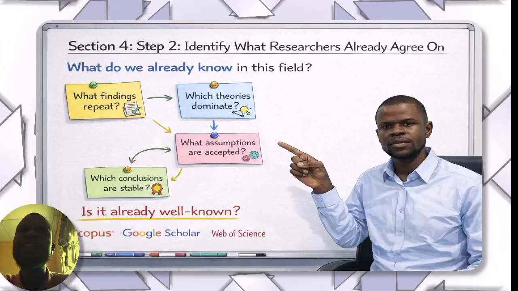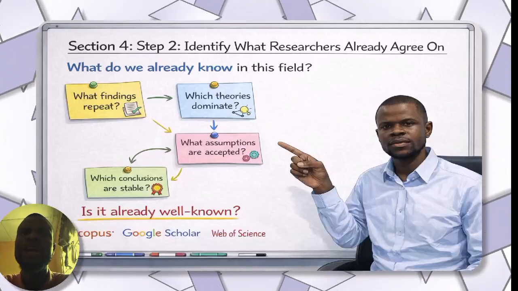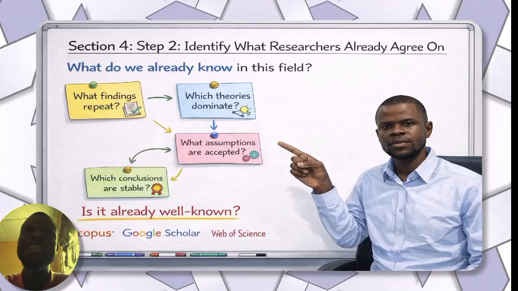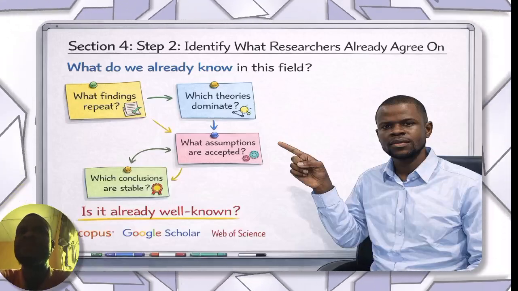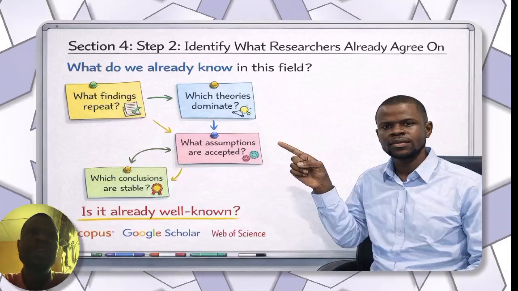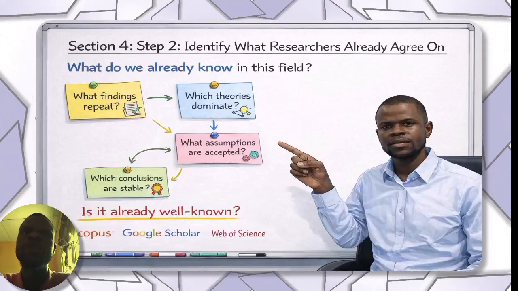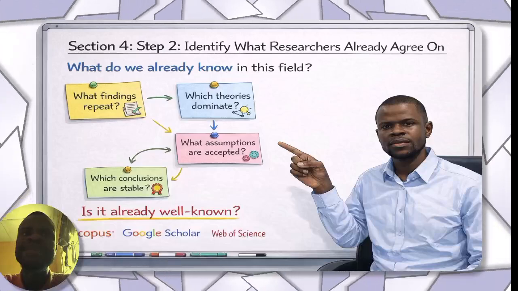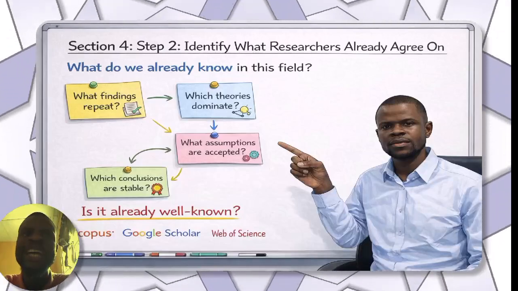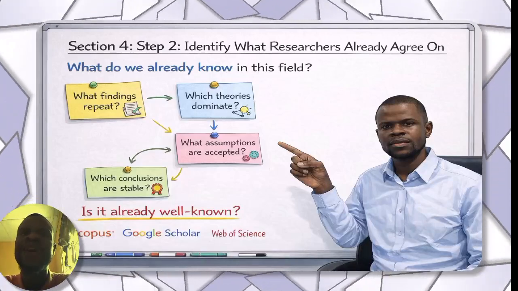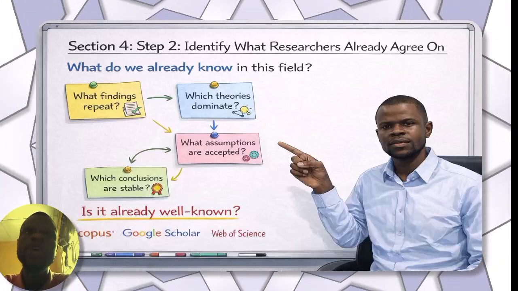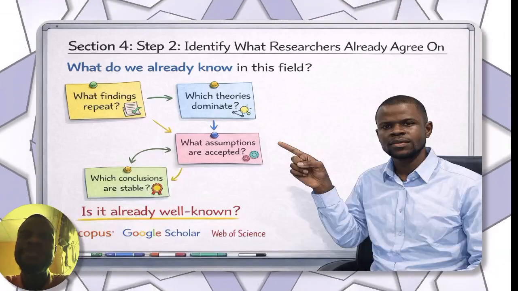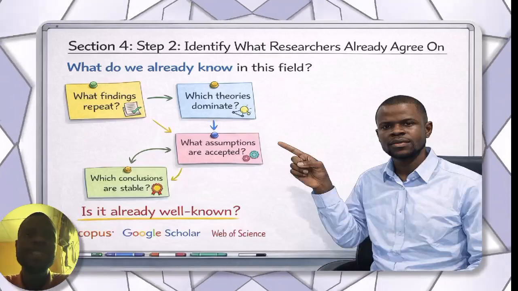For example, many studies may already show that remote work improves flexibility for workers. Simply repeating the same finding may not add much value to the literature. So instead, you should focus on unresolved areas such as long-term productivity, leadership challenges, employee mental health, or differences across industries. The strongest research gaps often appear after understanding the established knowledge in the field.